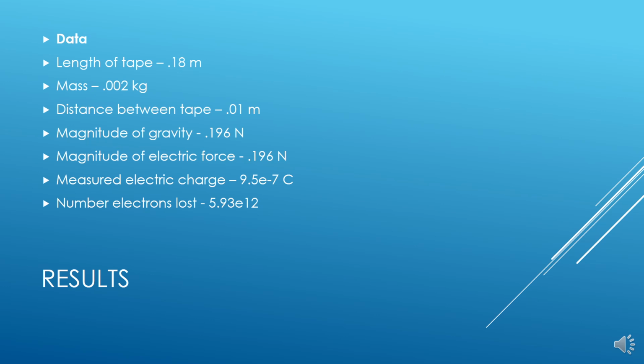The resulting data from this experiment in SI units is as follows. The length of the tape was 0.18 meters, the mass was 0.002 kilograms, the distance between the tape was approximately 0.01 meters, the magnitude of gravity in the negative y direction was 0.196 newtons, the magnitude of the electric force in the positive y direction was also 0.196 newtons, the measured electric charge was 9.5 times 10 to the negative 7 coulombs, and the approximate number of electrons lost was 5.93 times 10 to the 12th.